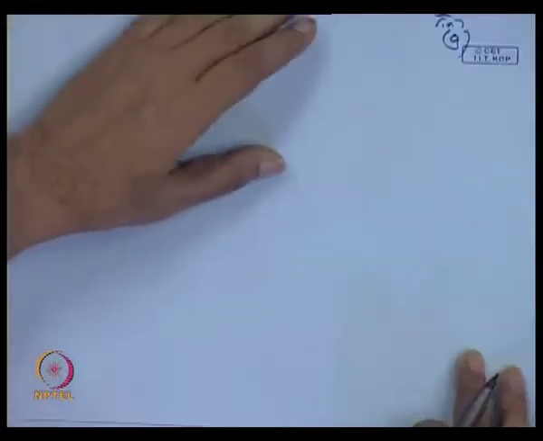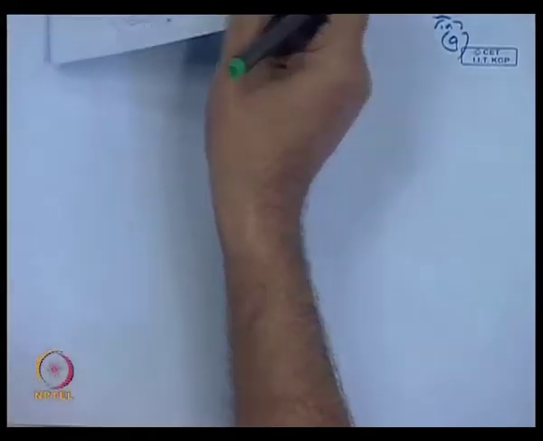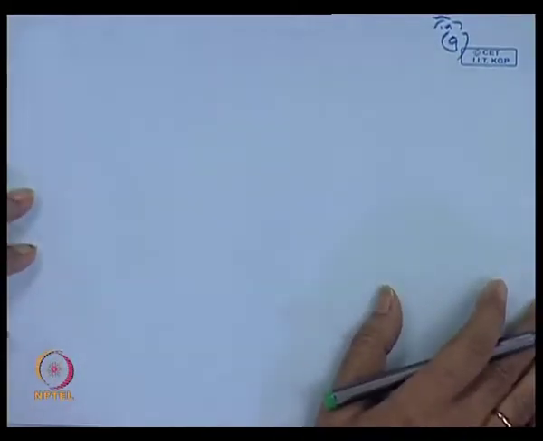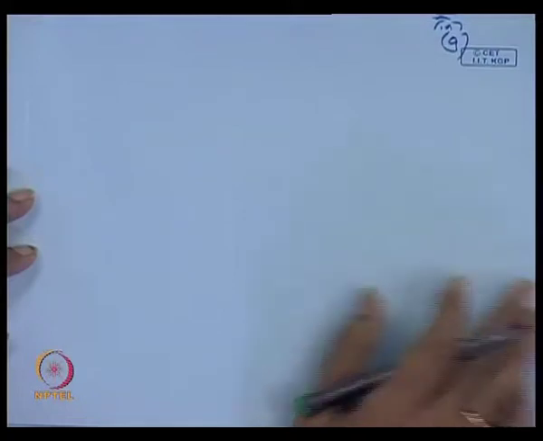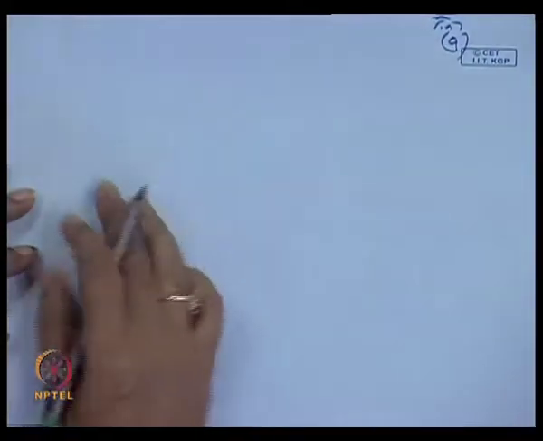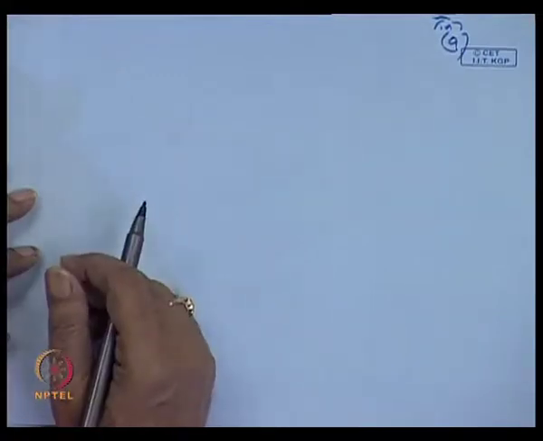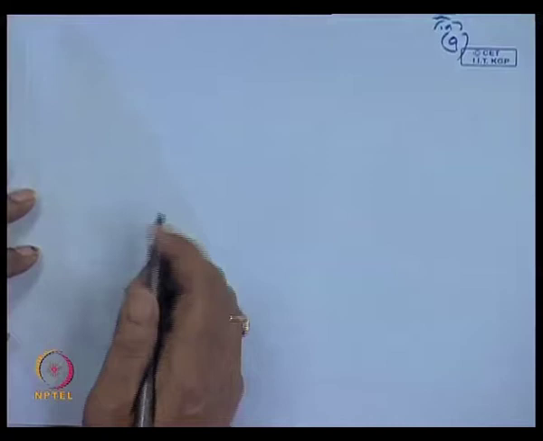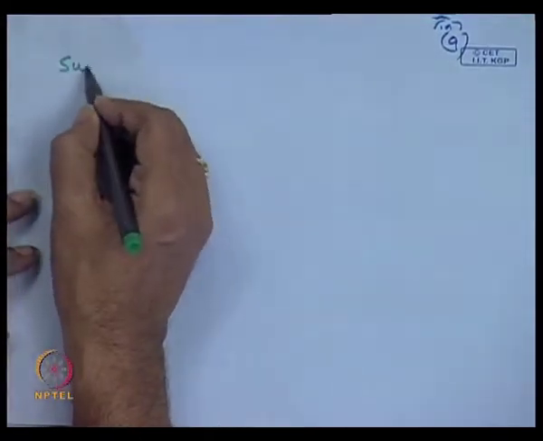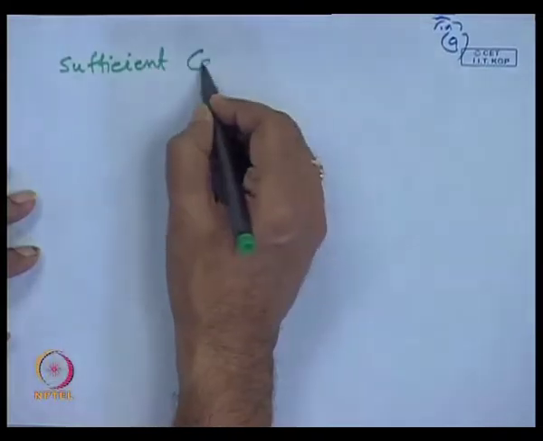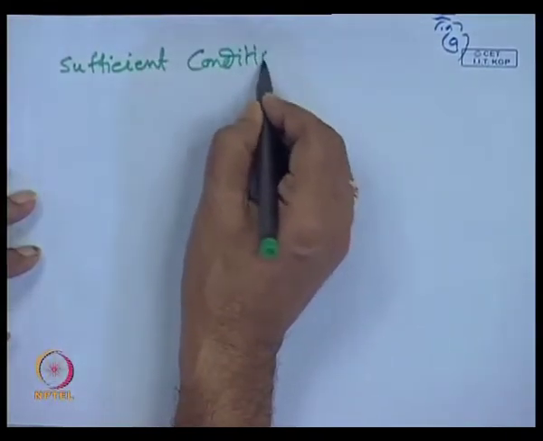Next, we take a simple example, but before that, after solving this, what is the guarantee that the objective function, the performance index, will give you the minimum value of the functional or the maximum value of the functional? That is called the sufficiency condition, the sufficient condition.